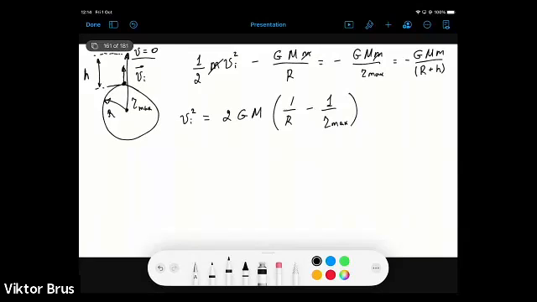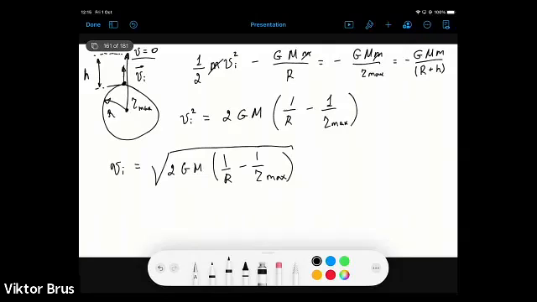So now maybe better to express this without second power. We can take the square root: 2GM times 1 over r minus 1 over r maximum.